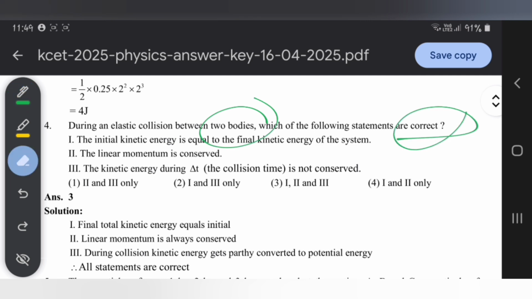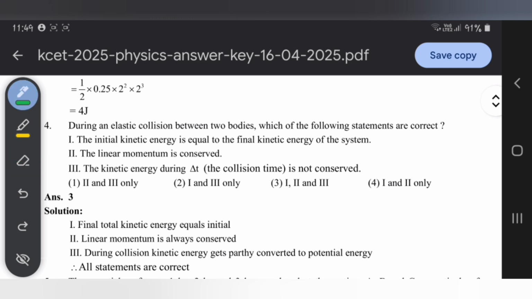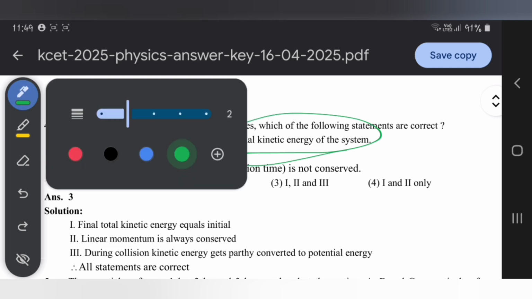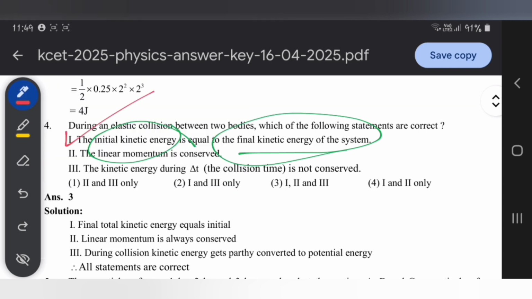Okay, let's see. The initial kinetic energy is equal to final kinetic energy. Absolutely correct. You know this, that during an elastic collision, initial kinetic energy and the final kinetic energy will be equal. Moving forward. The linear momentum is conserved. Yes. In the case of elastic collision, linear momentum is also conserved. In case of inelastic collision, linear momentum is not conserved.